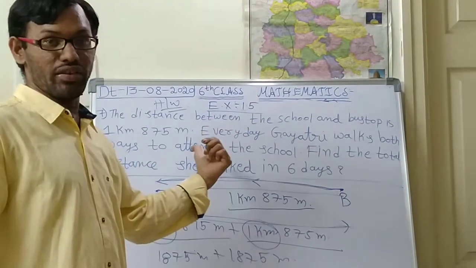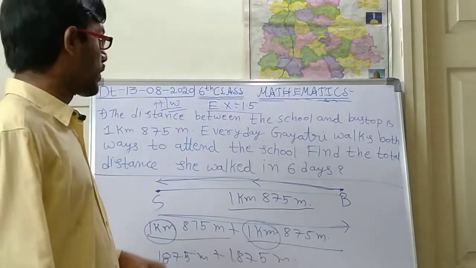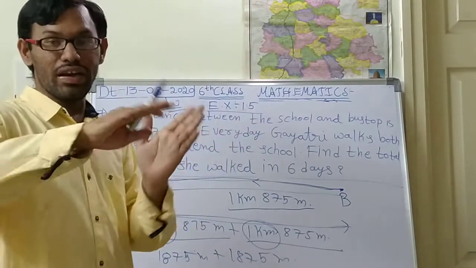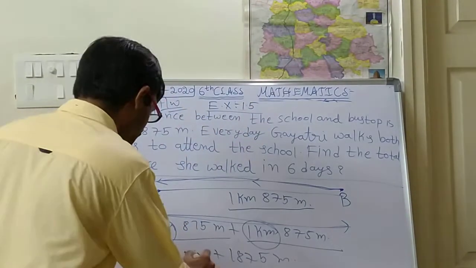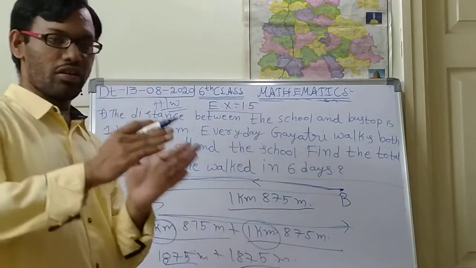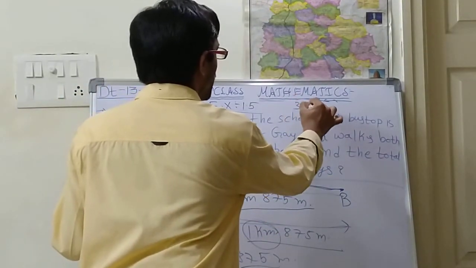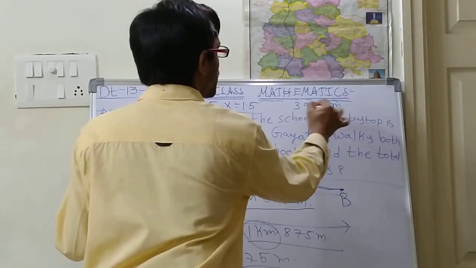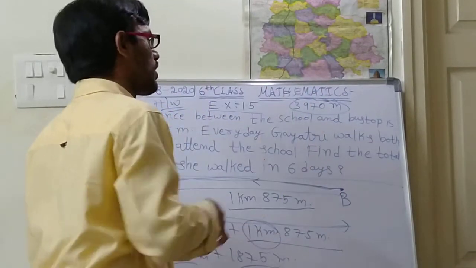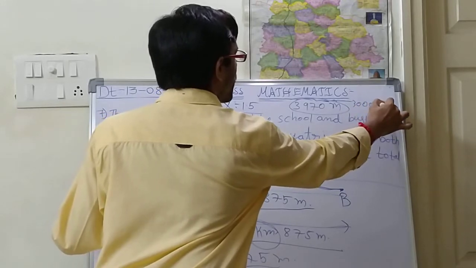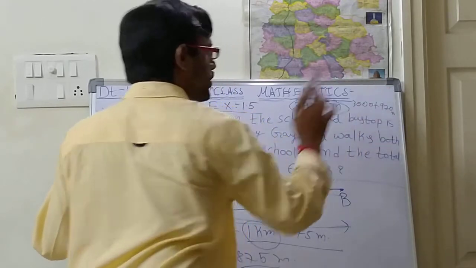Already I said in the previous problem how you have to divide. So 2000, you separate it, and the remaining hundreds digit places you separate them. Okay. Suppose your answer is 3970 meters. Suppose your answer is like this. So separate 3000 plus 970 meters. Okay, like this you separate.